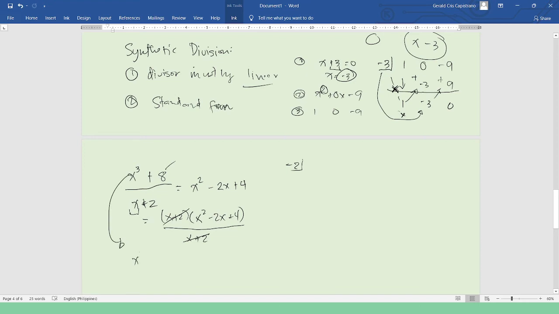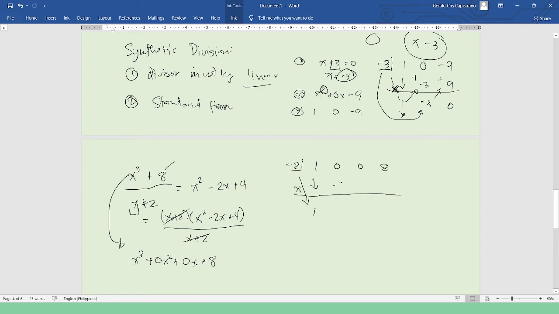That will be x cubed plus 0 x squared plus 0 x plus 8. So, yan yung standard form niya. So, magkakaroon tayo ng 1, 0, 0, 8. Okay? So, next natin gagawin. Bring down. So, that's 1. Okay, multiply.